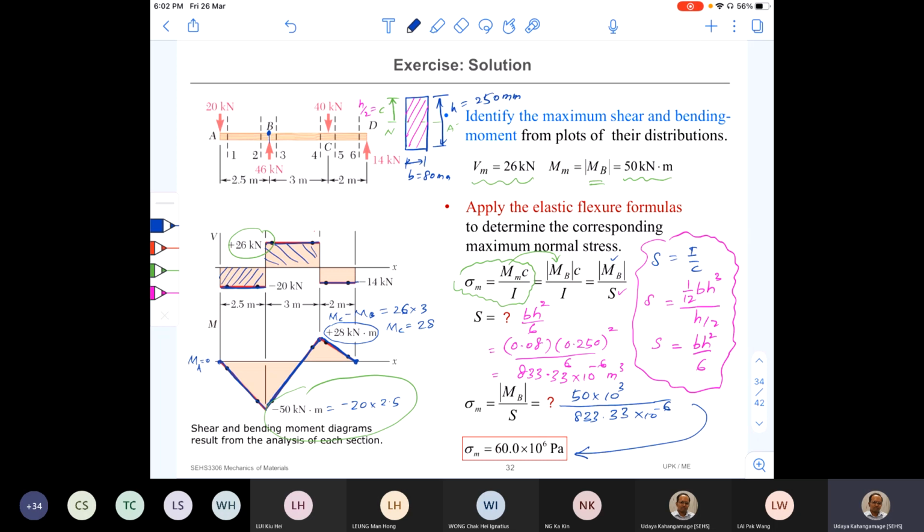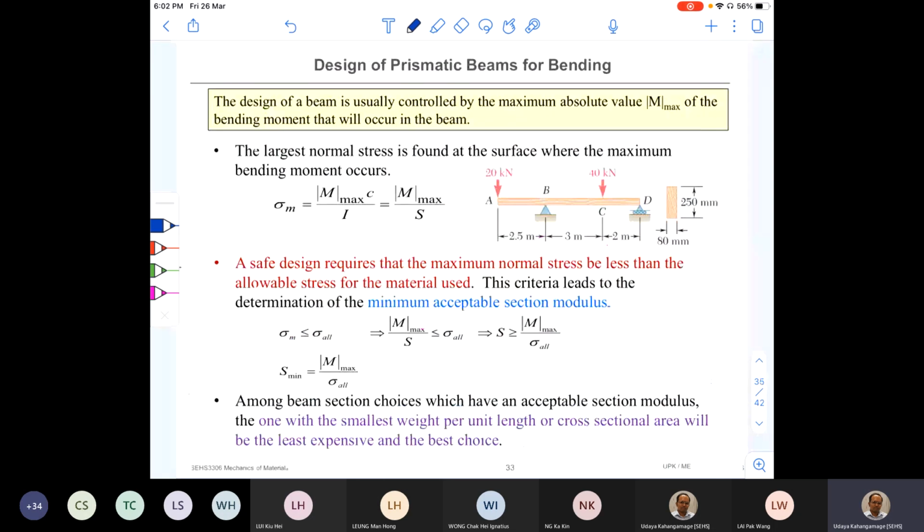Basically, we are finding the section modulus. If you find the good section modulus or minimum section modulus, that will prevent the failure. That helps us to find out the good cross section to resist the bending moment. So let's look at bending stress. Let me show you how to design a prismatic beam so that it will not fail by bending.